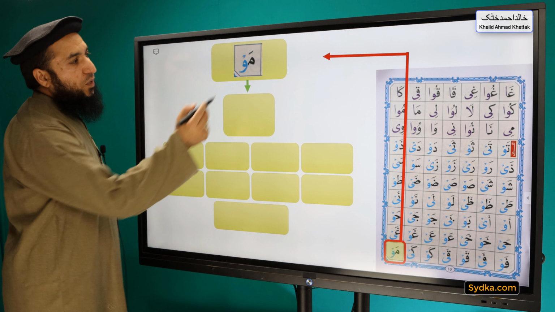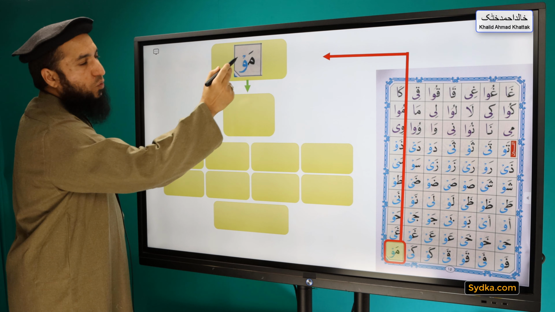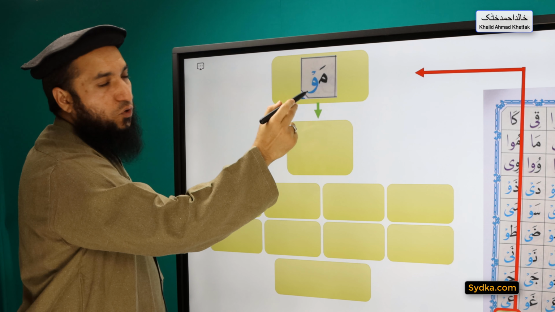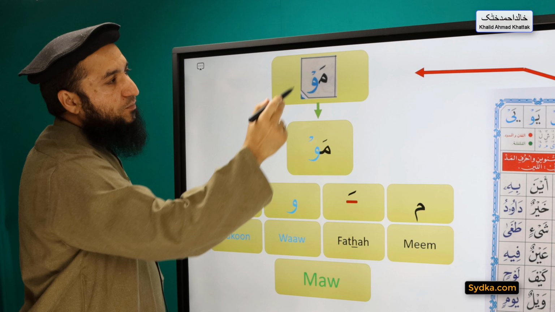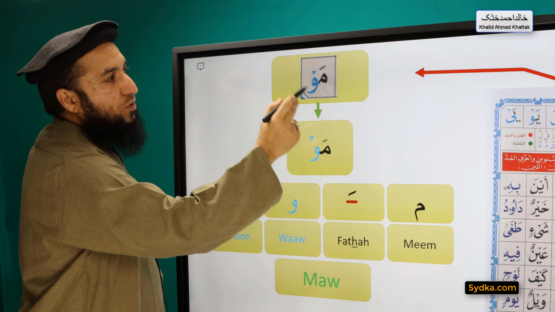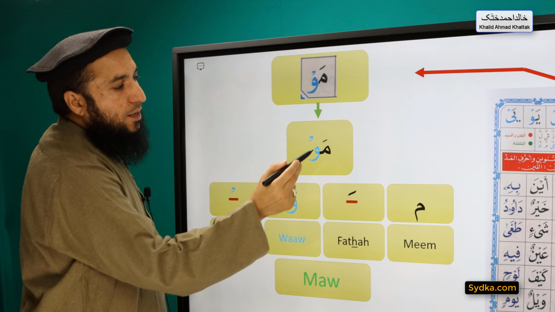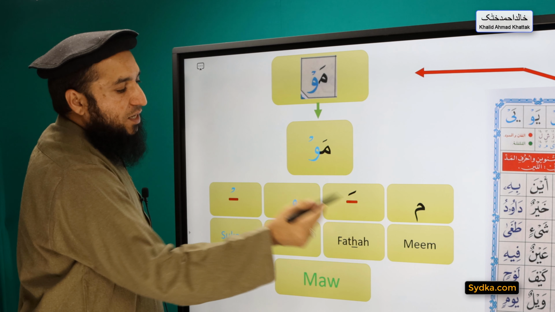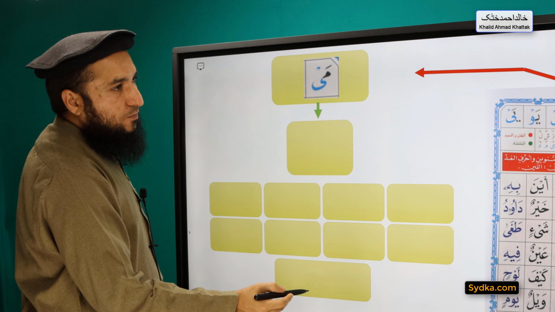So the first syllable we have is Mim fatha waw sukoon maw. Mim is a light letter, it has fatha on top of it, it is followed by waw, and waw has a sukoon. Mim fatha waw sukoon maw.